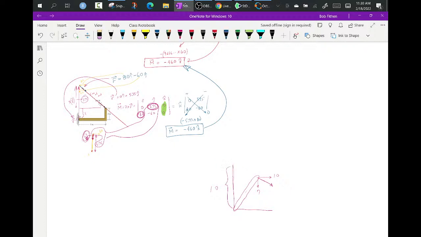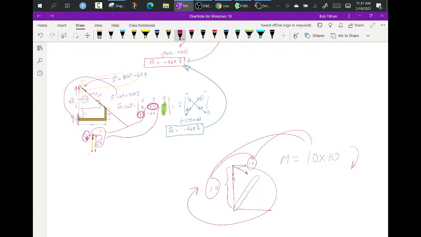Then in fact, you could say, hey, I'm going to transfer this back to here. And then what's my answer? My moment is simply this 10 times the moment arm of 10, and it's producing it in this direction. And so that's what they'll do sometimes, is they'll say 100, and like this. In the book, sometimes they won't put a plus or minus here. They'll put the value and then the moment direction.